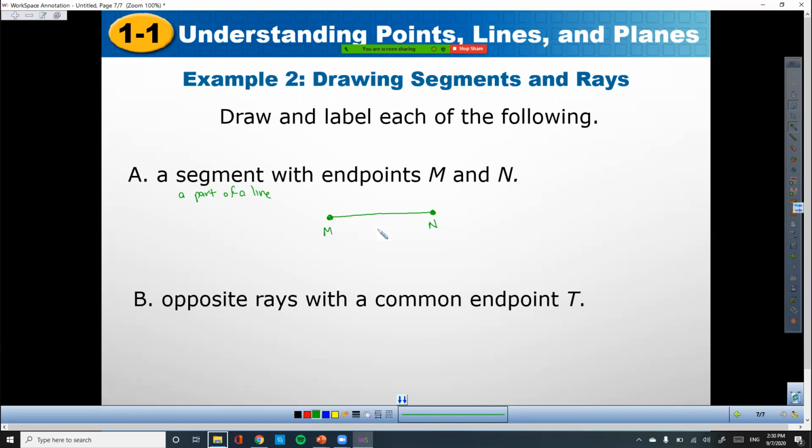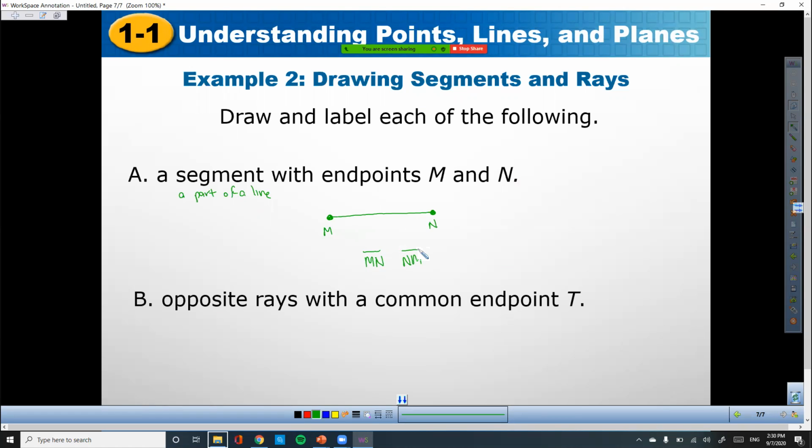In order for us to name our segment here, remember it has to be the endpoints MN with only a line on top. And again, for segments, the order doesn't matter. This one can also be called NM. The order doesn't matter for a segment.